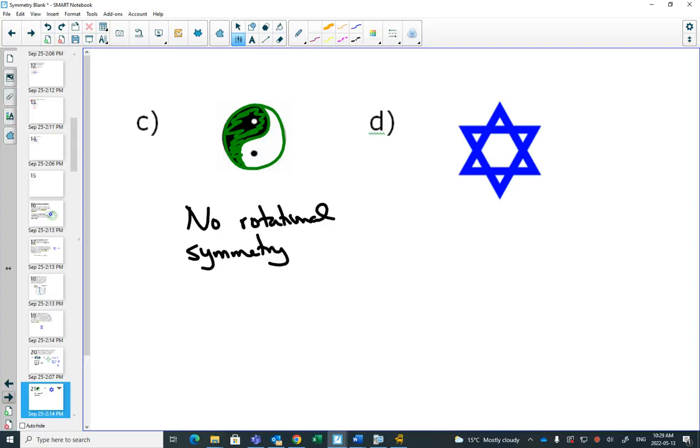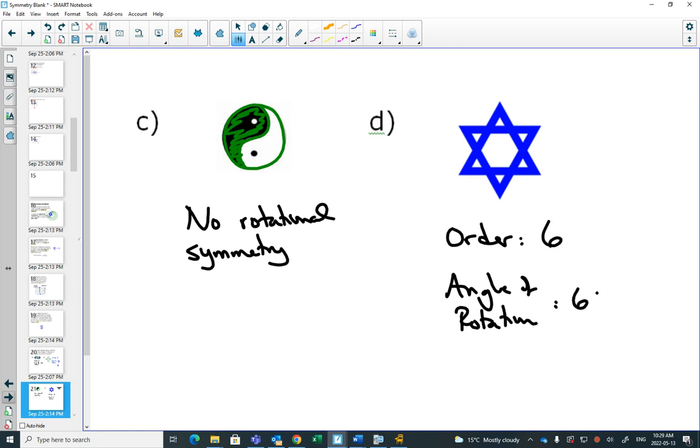Oh, and this one we did already. What did we figure out the order for this one? 6, and the angle for this one? 60 degrees. Perfect.